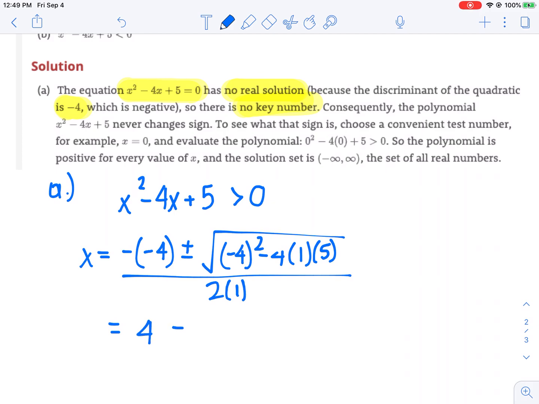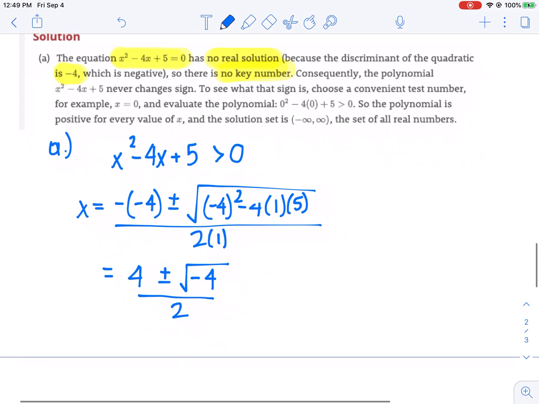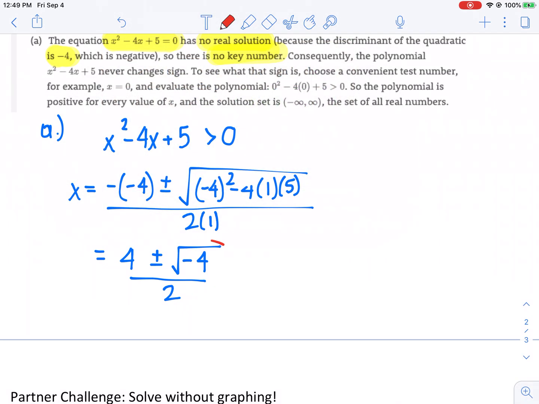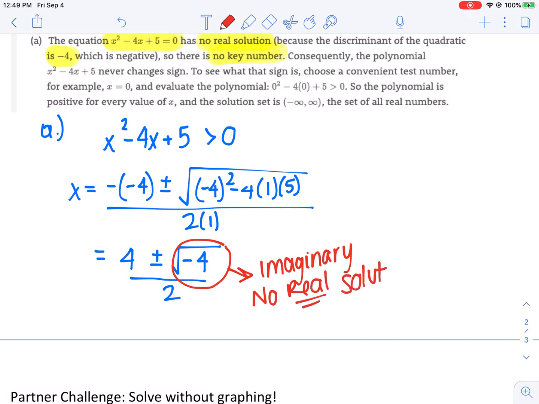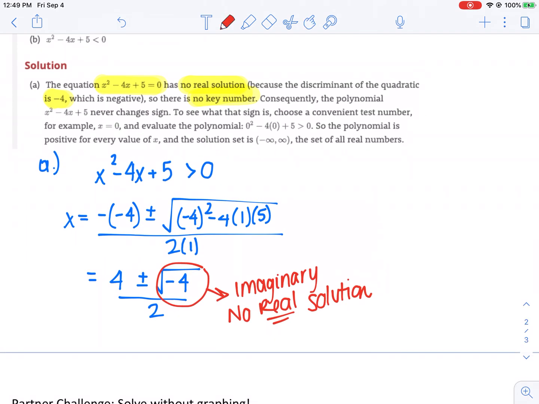So you get 4 plus or minus underneath, that's 16 minus 20. Negative 4, there we go, that's why. This is imaginary. No real solution. That is why we can't find any key points. That's why right here it says no key points.